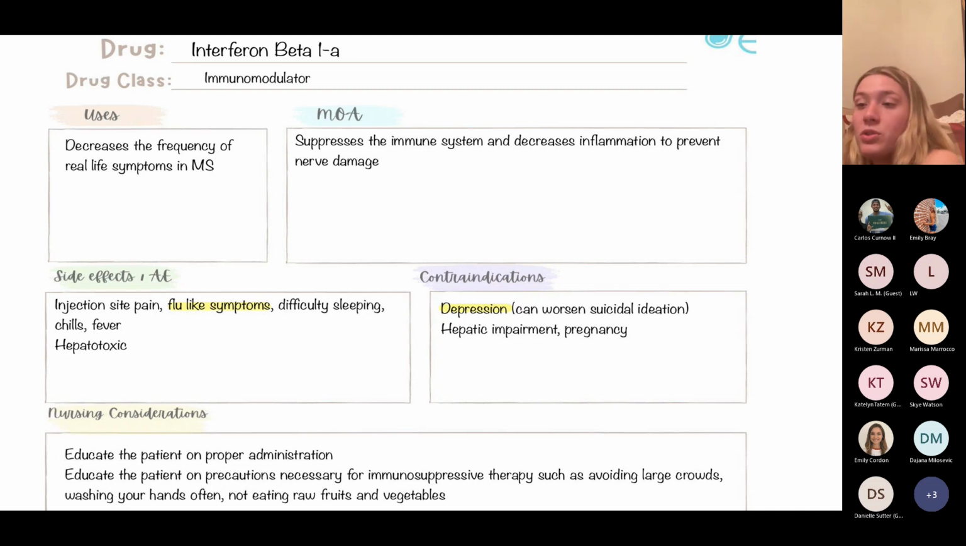And what precautions would you need being on an immunomodulator? Your immune system is suppressed, so avoid large crowds. Don't eat raw fruits and veggies. Thoroughly wash your food, wash your hands, avoid sick kids, etc.